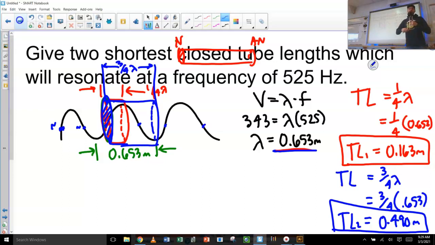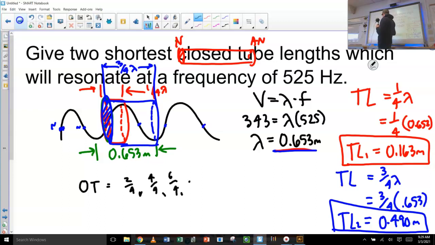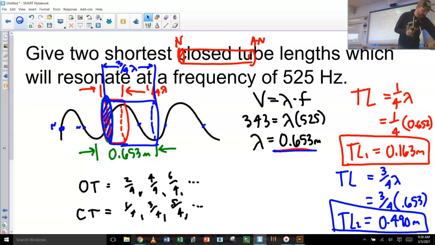All of this is hinging around the fact that all these questions, I kind of am flexing the same idea: that when you have an open tube, they go 2/4, 4/4, 6/4, 8/4, 10/4, and so on. If you have a closed tube, they start at 1/4 of a wavelength, 3/4 of a wavelength, 5/4 of a wavelength, and so on. But these questions are hard, and they are not easy.